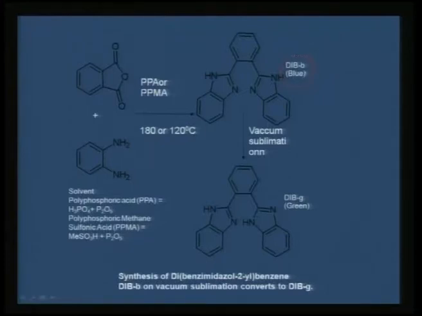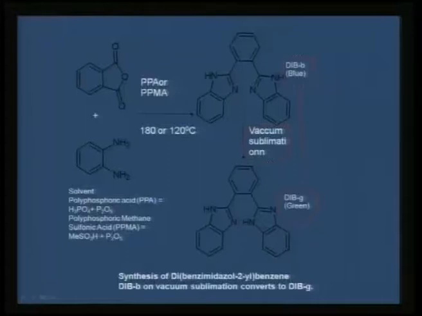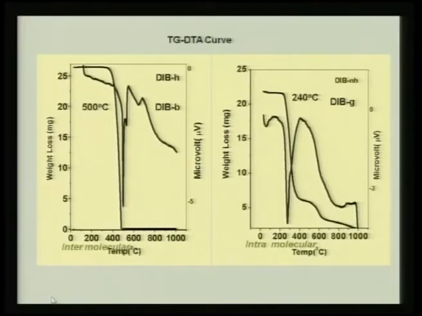Now if you try to vacuum sublimate this blue colored compound, what happens on vacuum sublimation is you get a compound which is actually green in color. So this is a simple sublimation process, but during sublimation a blue color compound goes to a green color compound, which is of interest to us, and we can try to see what really happens. Now you can take this blue colored compound, which we call DIBB, and you can take this green color compound.